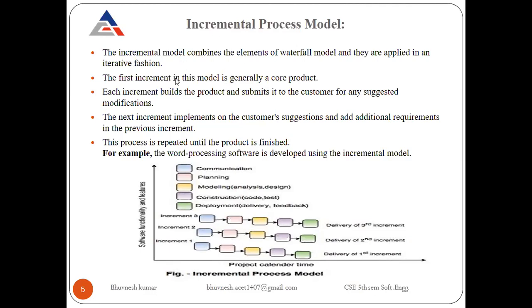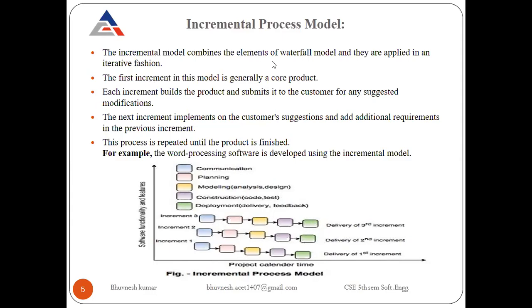The first increment in this model is generally a core product. First, we will develop a core product. Here, increment one is your core product. Deliver that increment. Then, after a few months or a few days, develop the next increment, the next product. Then again deliver that product. Then go for the next iteration.